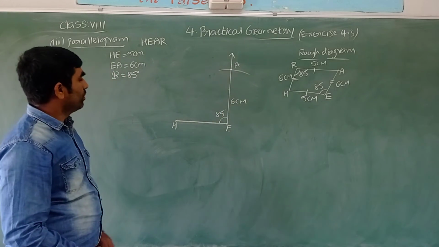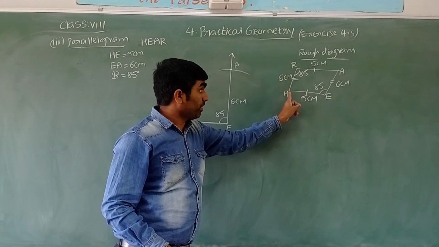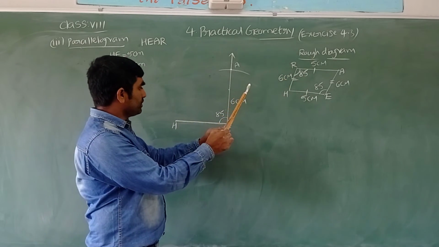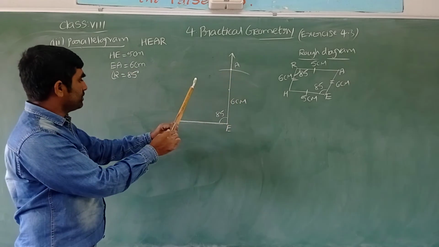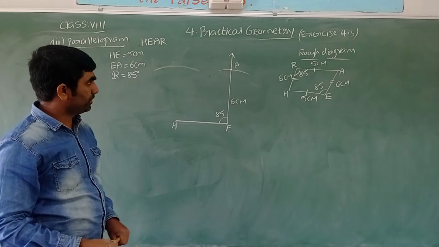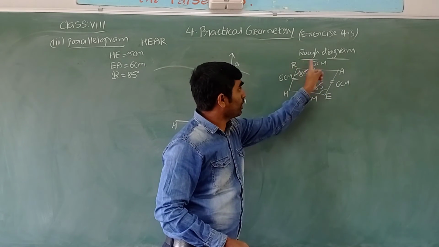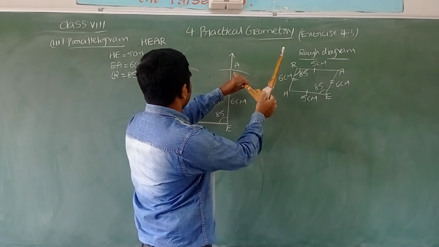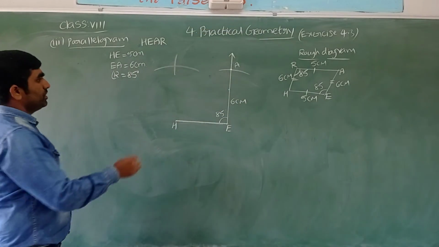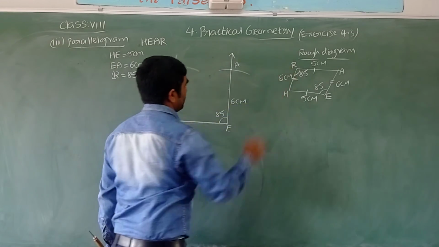Now we need to get vertex R. From vertex H, you can draw one arc whose length is 6 centimeters. From vertex A also we can draw one more arc of length 5 centimeters. Now we can see both the arcs intersecting at a point. Name the intersecting point as R.